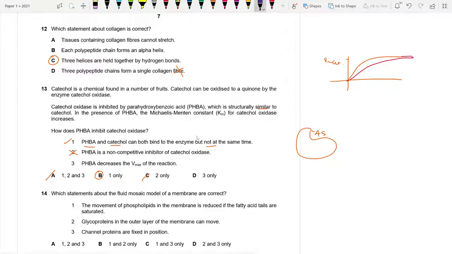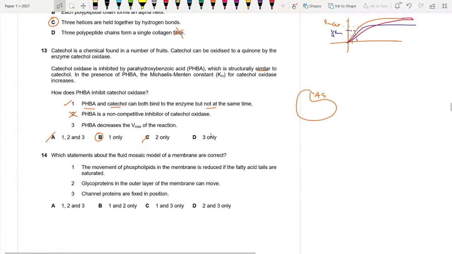But for non-competitive inhibition, the Vmax changes. Okay, the Vmax itself changes. It doesn't remain the same anymore, but Km remains more or less the same, remains in the same spot. Okay, that's the interesting part. So we don't know about 3.